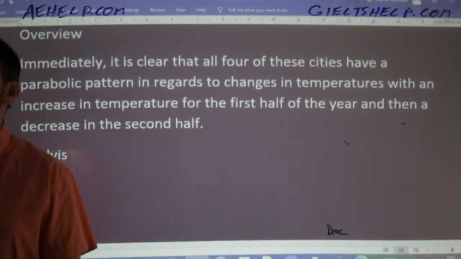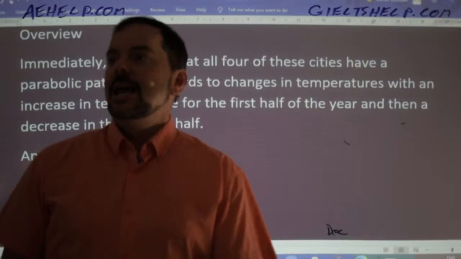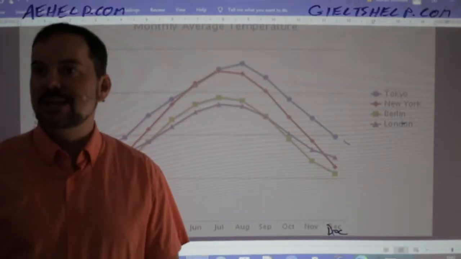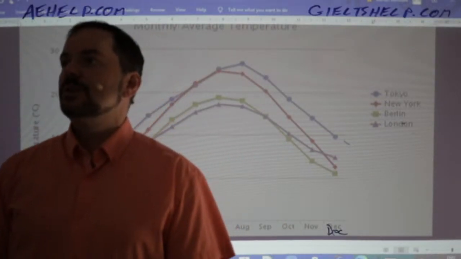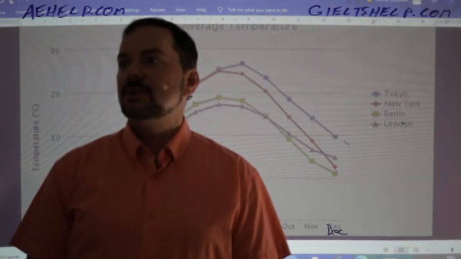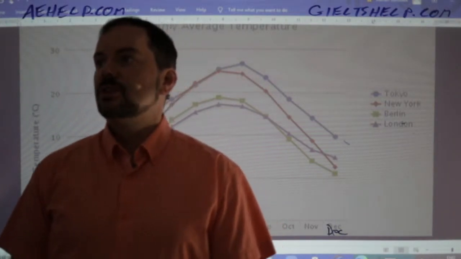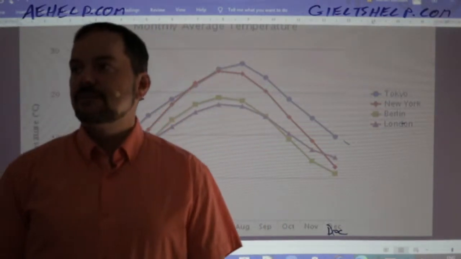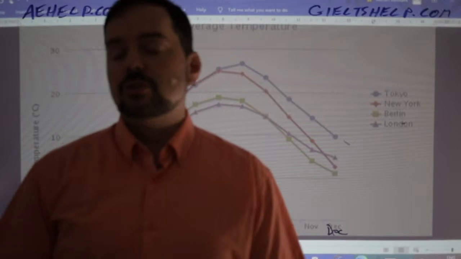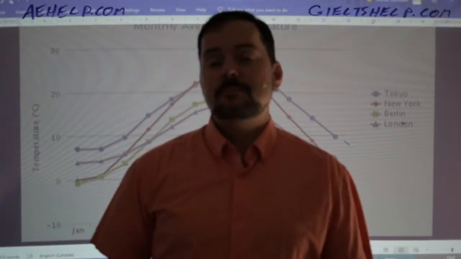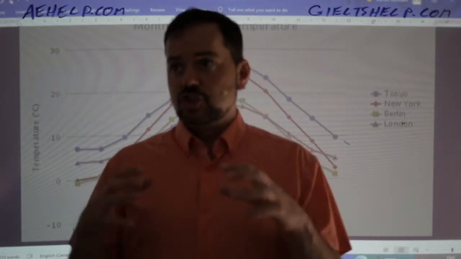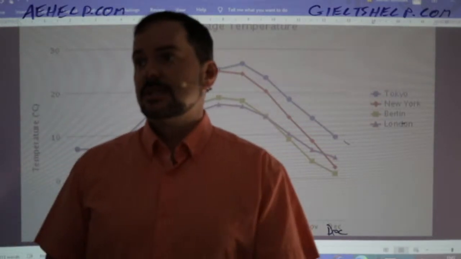So June for the overview writes, at first glance, one can notice, here, let me just get the graph here so you can see what June is writing about. At first glance, one can notice that the variations in average temperatures among all four cities follow a similar parabolic pattern, which includes an increasing trend during the first half of the year and a decreasing trend in the second half. Okay, that's good writing, June. However, I do think you can be a bit more concise. It seems a little bit wordy. So try to be concise. It's good writing, but again, you want to be as concise as possible.